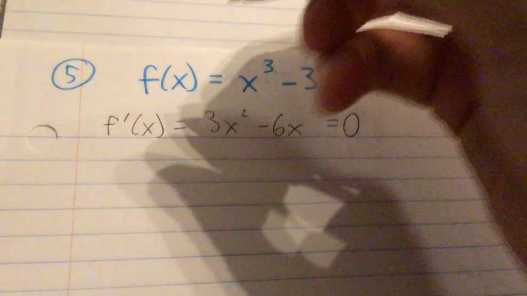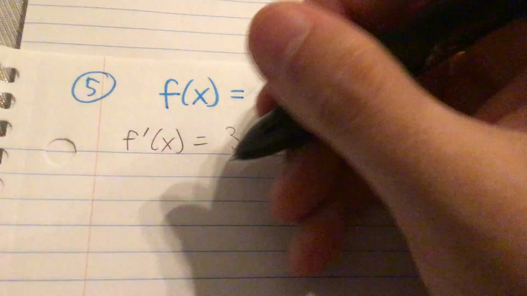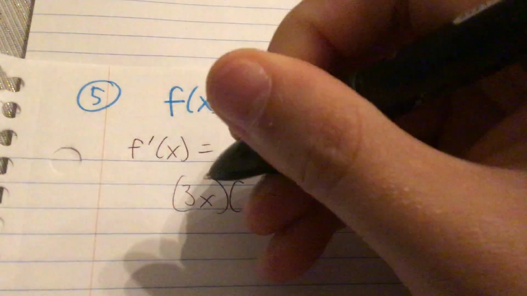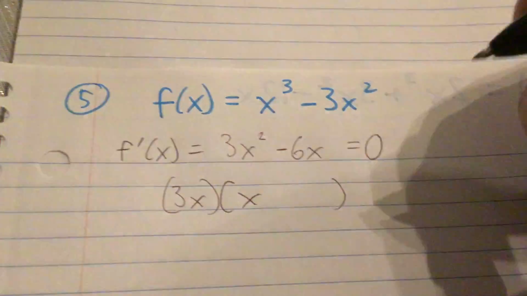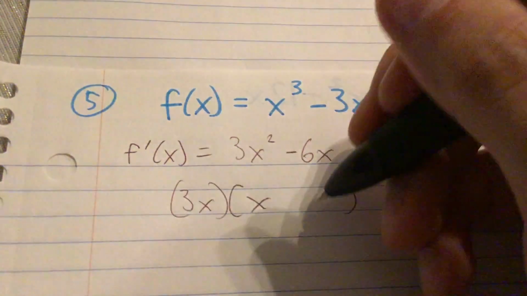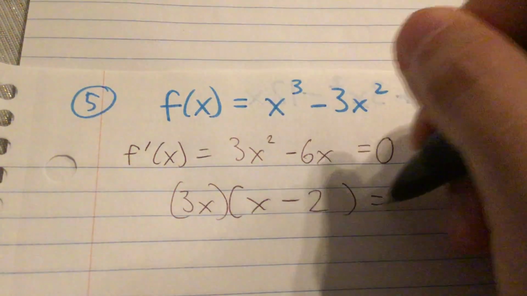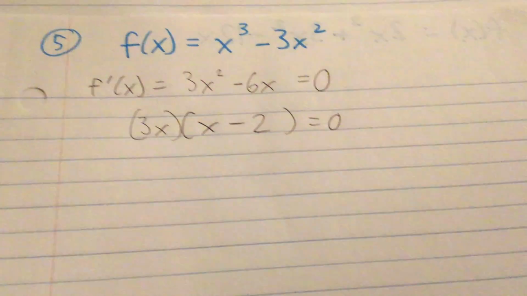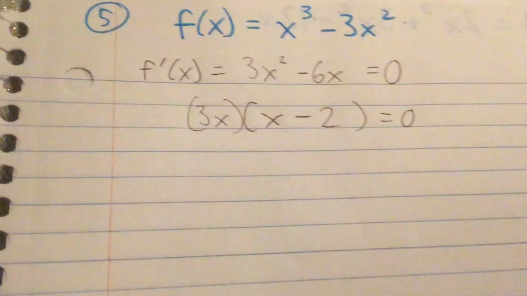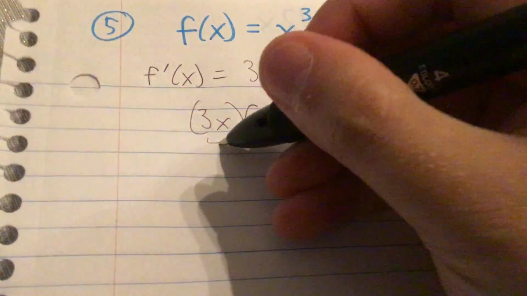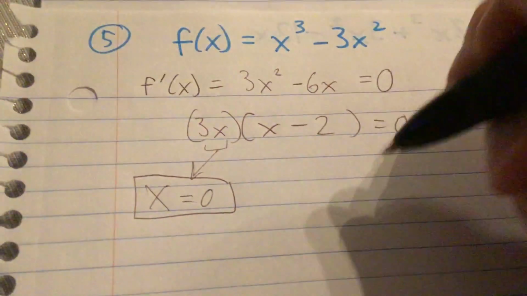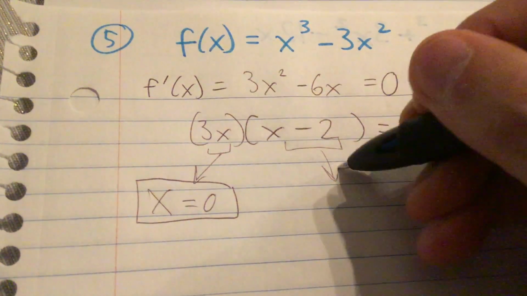Okay, so now I'm going to solve for x by factoring out 3x. 3x times x is 3x squared. 3x times negative 2 is equal to 0. And I'm just going to skip the algebraic step since we did this in a previous video. So therefore, our critical points are located at x equals 0 and x equals positive 2.